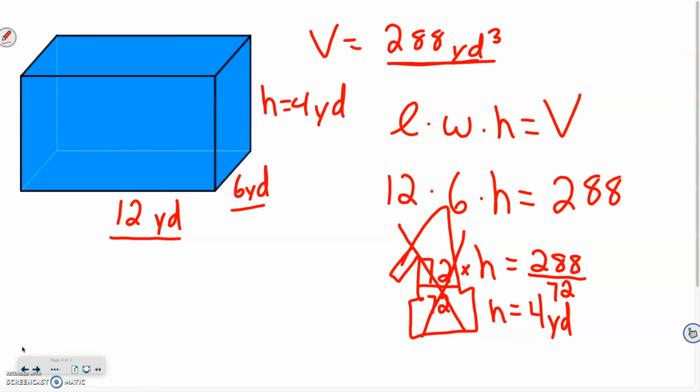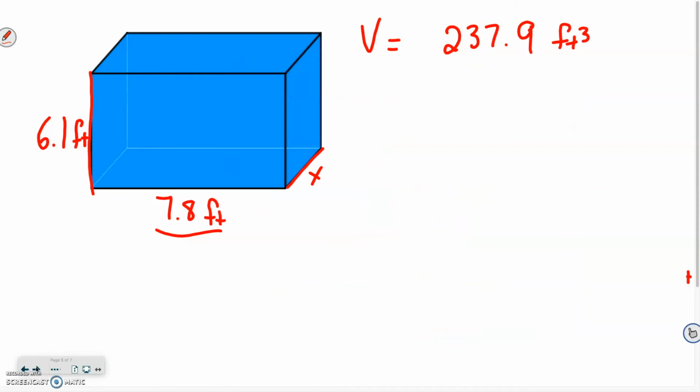And you can check to see if your answer is correct. Do 12 times 6 times 4, length times width times height. You type that into your calculator, and I just did that, and it is 288. So you know it's correct. Okay? So if you have two numbers you're multiplying, one's a letter, you're unknown, you can divide by that number on both sides. So let's try another one like that.